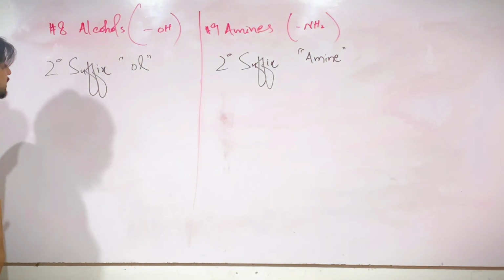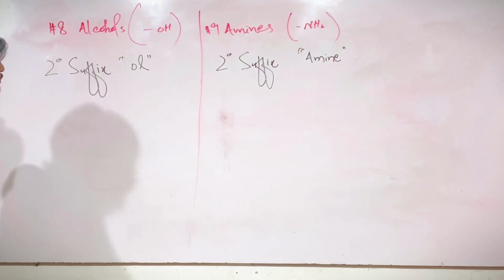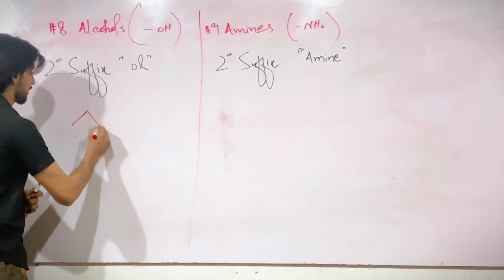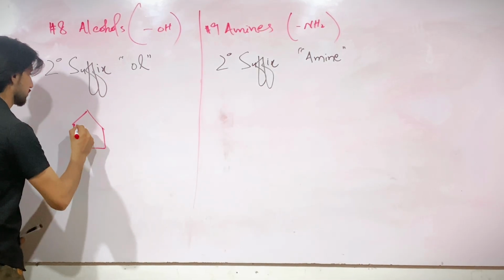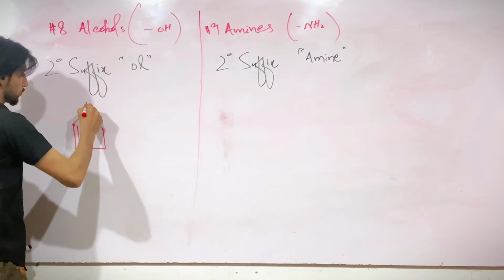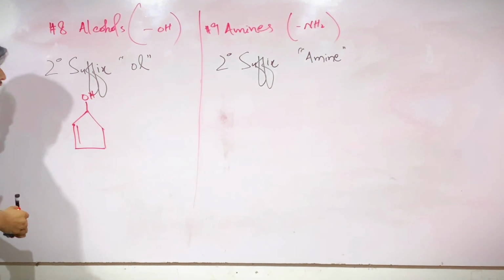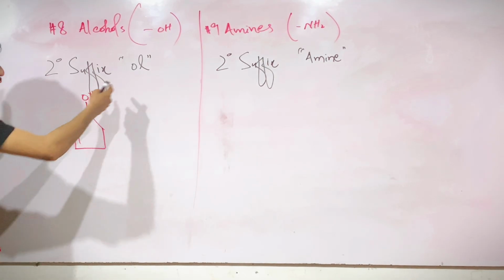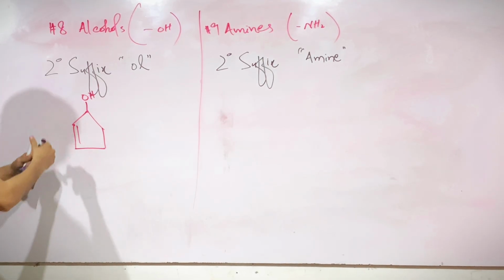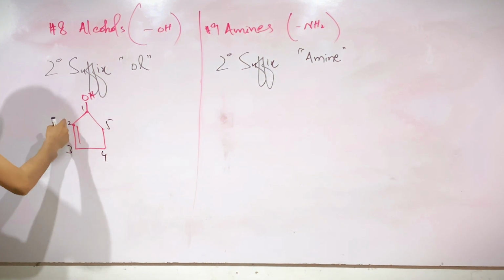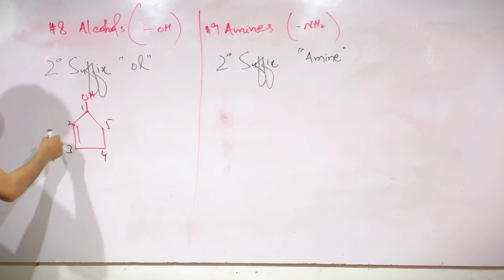Now we have reached our 8th and 9th functional group. If there was an OH group attached to our main chain, what becomes the name of it? The secondary suffix used for alcohol, if OH was attached to our main chain, is ol. So we must be able to name this compound now. 1, 2, 3, 4, 5. So at carbon number 2, we have got unsaturation.